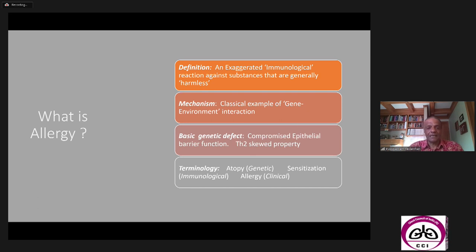So this is an exaggerated immunological reaction to substances that are generally harmless. And it is a classical example of gene-environment interaction. This is a very fashionable word now. A lot of diseases we know now, we are saying, oh, this is a gene-environment interaction that's causing this problem. Now, what is the genetic problem in allergy? It is strongly a genetic issue. And the genetic defect in an allergic individual is a compromised epithelium. So it is an epithelial cell disorder. It is not IgE, it is not mast cell, it is a compromised epithelium.